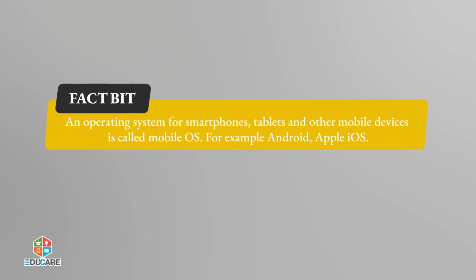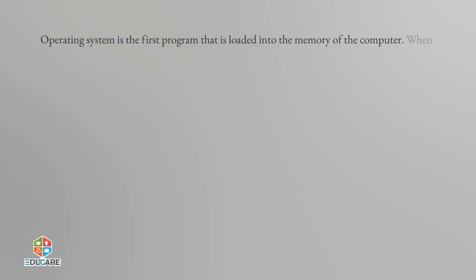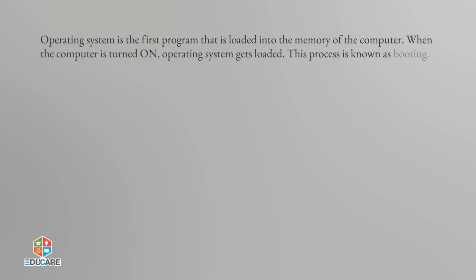FactBit: an operating system for smartphones, tablets, and other mobile devices is called Mobile OS. For example, Android, Apple iOS. Operating system is the first program that is loaded into the memory of the computer. When the computer is turned on, operating system gets loaded. This process is known as booting.